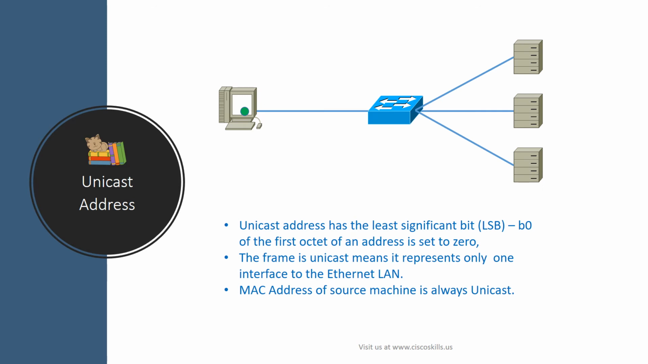There are 3 types of MAC addresses: unicast address, multicast address, and broadcast address. Let's now talk about the unicast address. Unicast address has the least significant bit, or bit B0 of the first octet of an address, set to 0. The frame is unicast means it represents only one interface to the Ethernet LAN. You now can figure out that the MAC address of the source machine is always unicast.